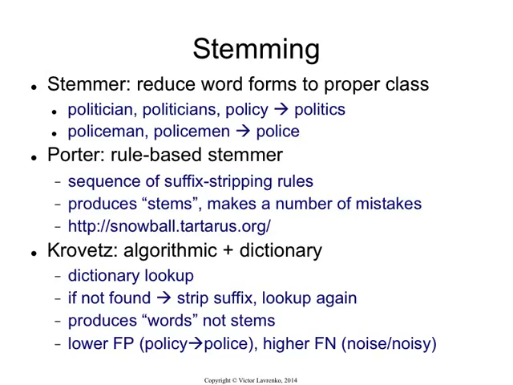It has a lower false positive rate, so it doesn't map policy to police, so you will not accidentally match those things. But it does have a slightly higher false negative rate. So occasionally it will not conflate two things to the same stem as Porter would. Another big difference between Porter and Krovitz is that Krovitz actually produces words because it's dictionary-based. It will eventually find a dictionary entry that corresponds to whatever you're trying to stem, and it'll output that. So it produces well-formed words.